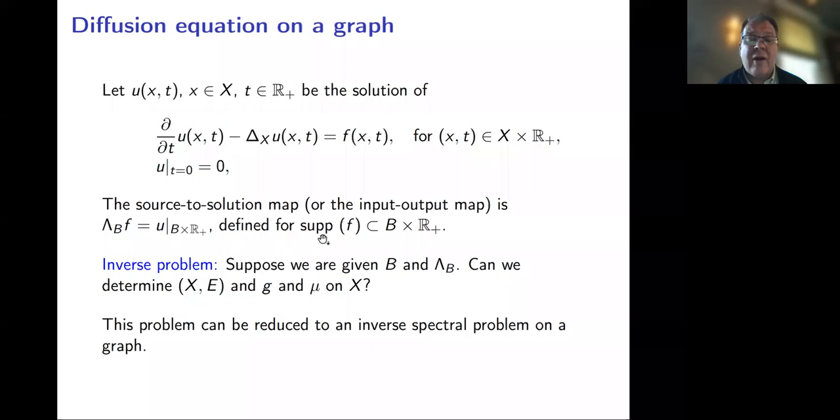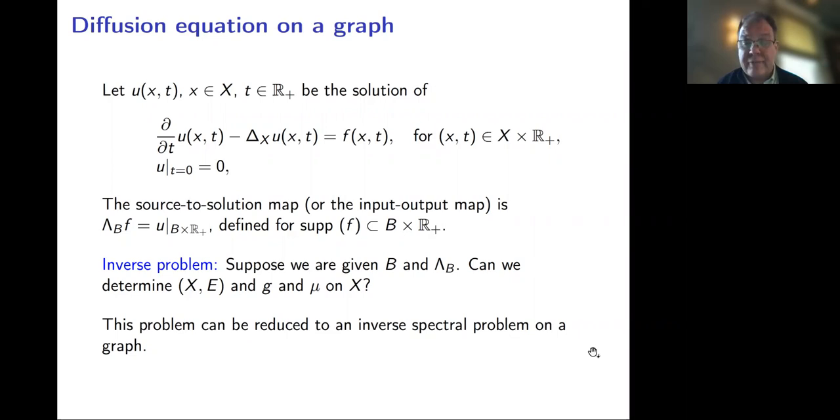And we would ask that if we are given set B and this source-to-solution map, can we determine the unknown vertices or nodes? Can we determine the connections, and can we determine the weights? And actually, this problem also reduces to an inverse boundary spectral problem, in the same way as Rahman, Silverstein, Ullman found this connection of the PDEs and inverse spectral problems in the 80s.